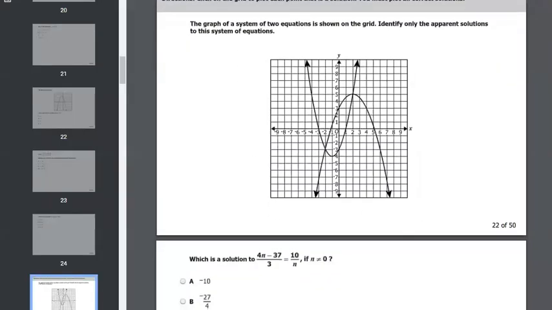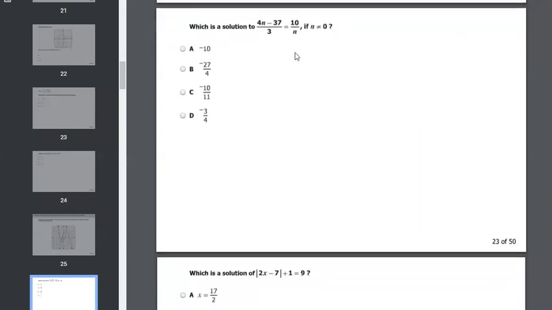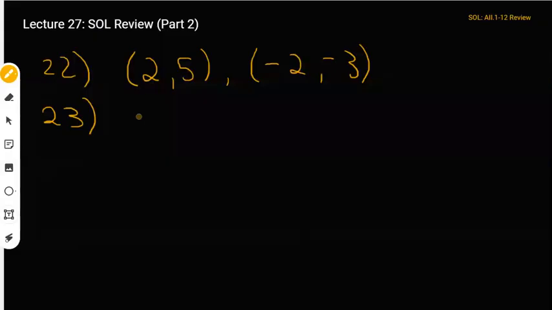All right, let's look at the next one. So this one gives me an equation where we have two fractions. So let's write them down first. I've got 4n minus 37 over 3.